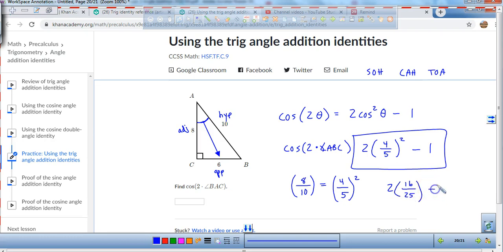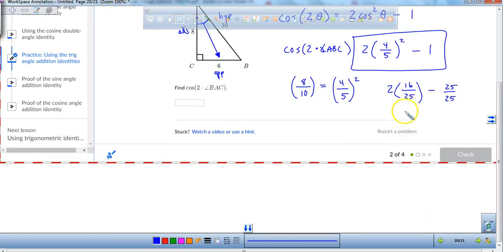Now what I'm going to do over here is put minus 25 over 25, if we're having to do this by hand without a calculator, because 1 is equal to 25 over 25. And then we do 2 times 16, which is 32. 32 over 25 minus 25 over 25, and 32 minus 25 gives us 7 over 25. So I'm going to type in 7 over 25. We'll see if I messed up. If I messed up, we'll find out.